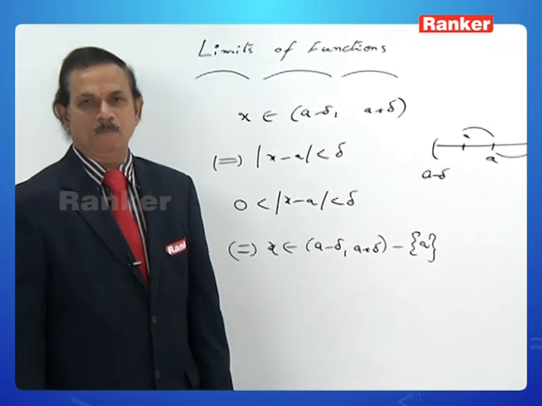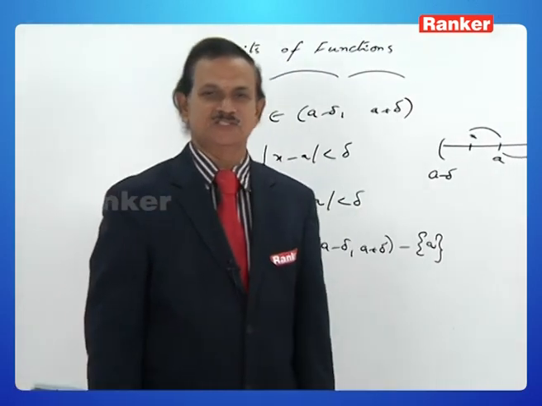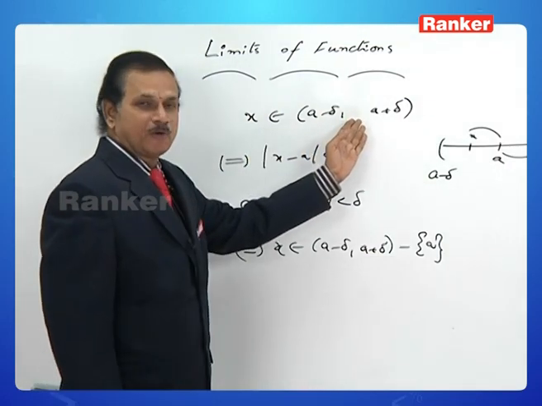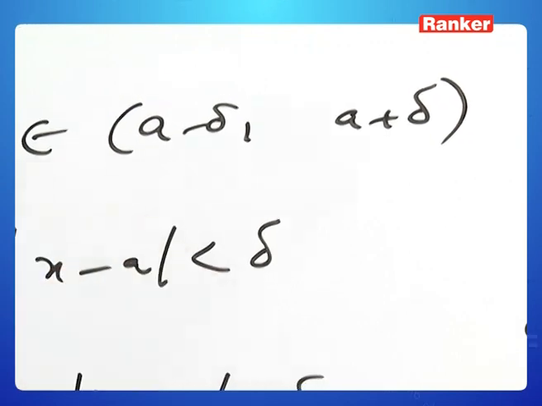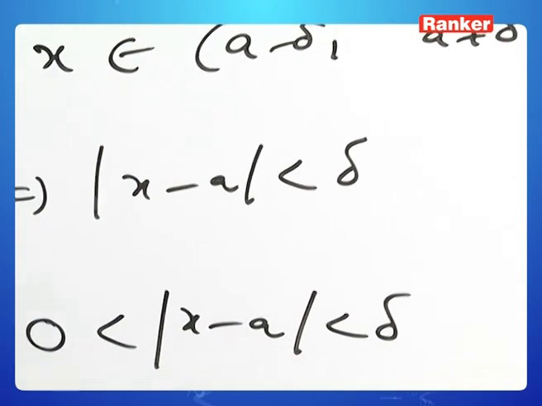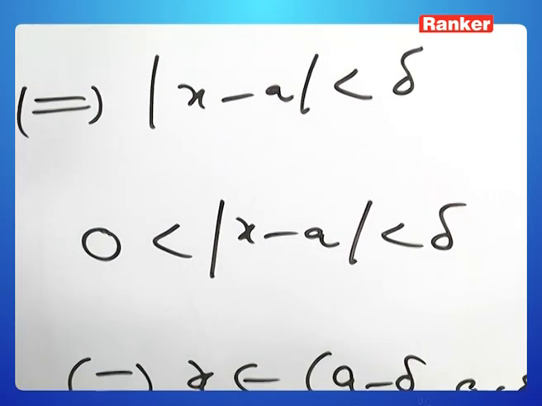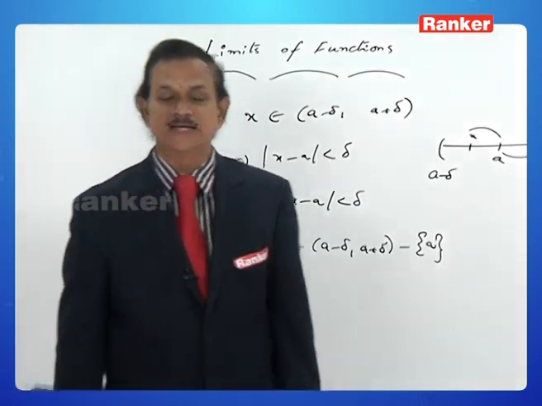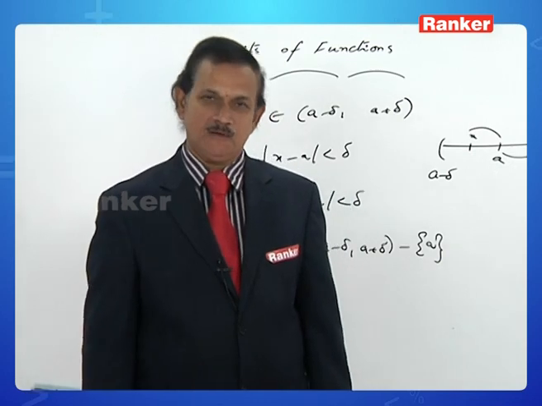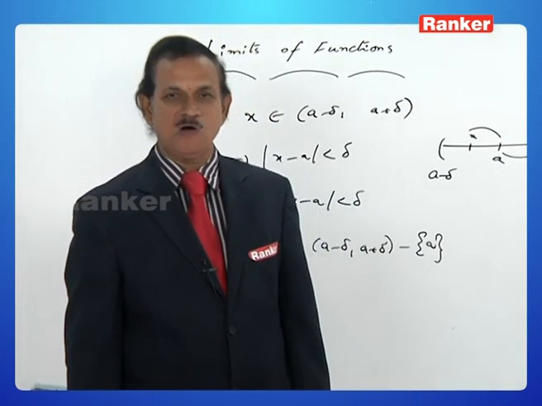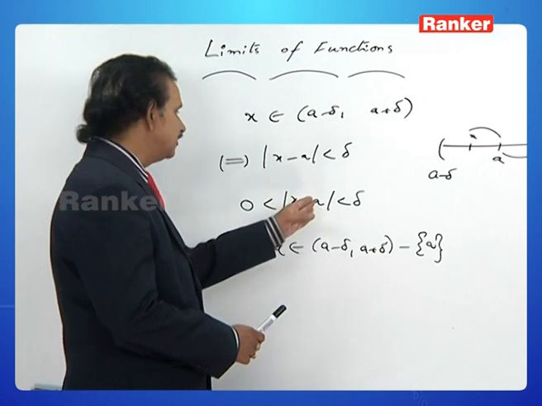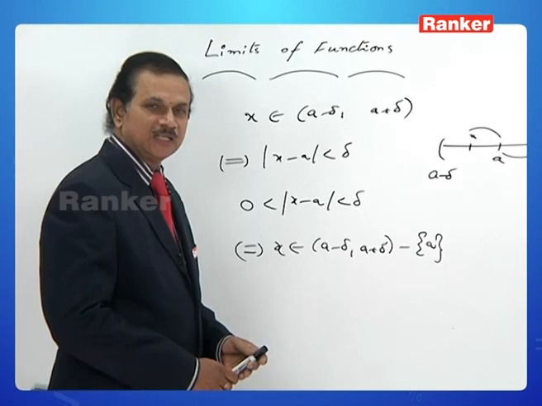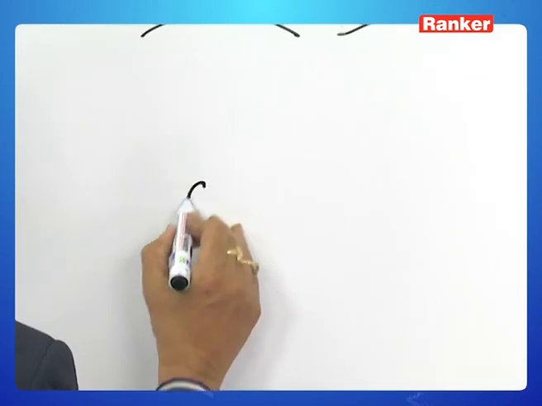Let us now make a review of this discussion. X belongs to the neighborhood of a means mod x minus a less than delta. X belongs to the deleted neighborhood of a means 0 less than mod x minus a less than delta. Now, again, let us focus our attention on this condition. What does this condition say? What can we learn from that?